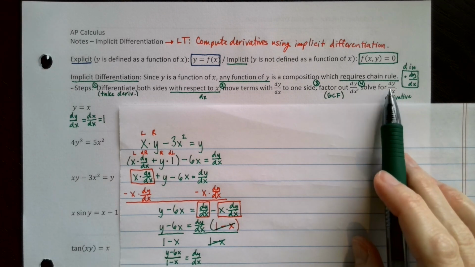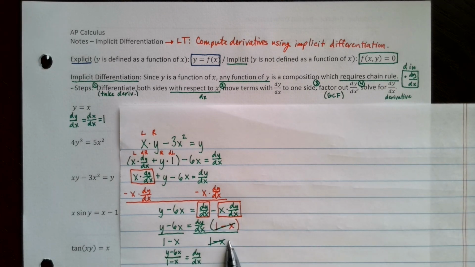Finally, our last step, solve for dy/dx. I'd have to divide by that quantity 1 minus x, and here's our final answer.